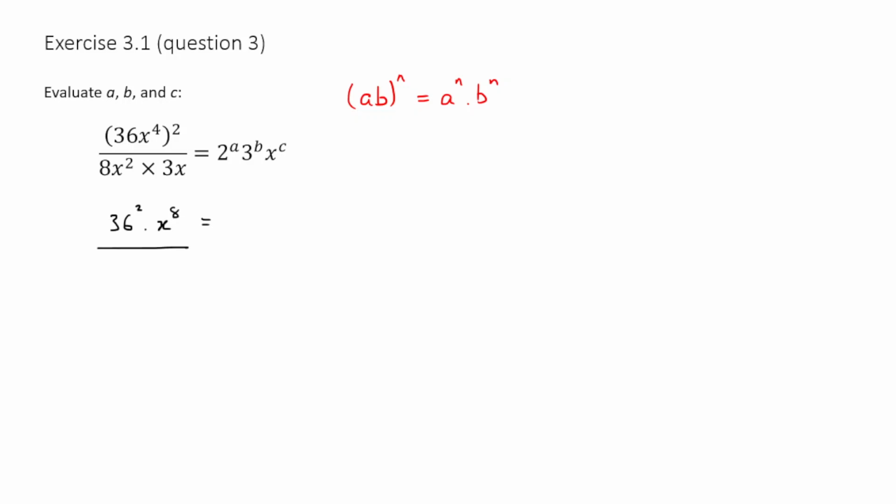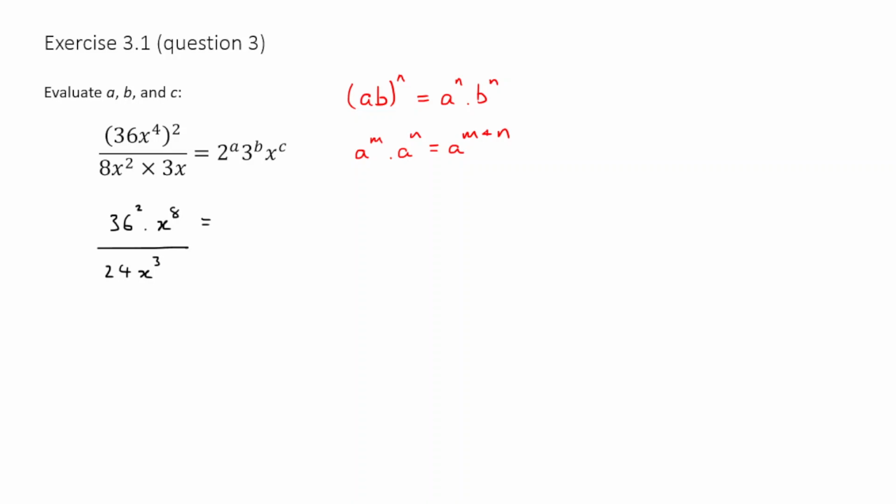Well, I've got 8x squared times 3x, so I can multiply the 8 and the 3 together to give me 24. And I can multiply x squared and x together to give me x to the power of 3. And if you're not sure on that, the rule there is if I have a to the m times a to the n, then that is a to the power of m plus n. So I've just applied that rule there.